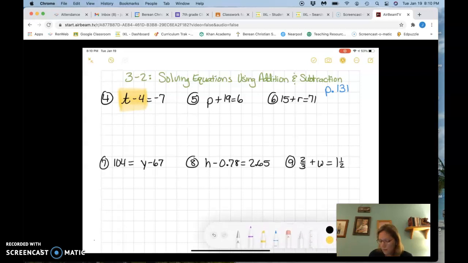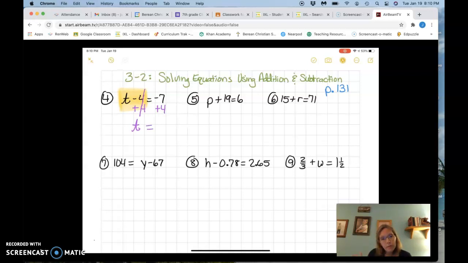So I see that subtraction is happening with my variable, so I'm going to do the opposite of subtraction. I'm going to add 4. And whatever I do to one side, I have to do to the other, because we always need to keep equations balanced. So now my 4's on this side cancel out, and I'm just left with t, which is what I wanted.